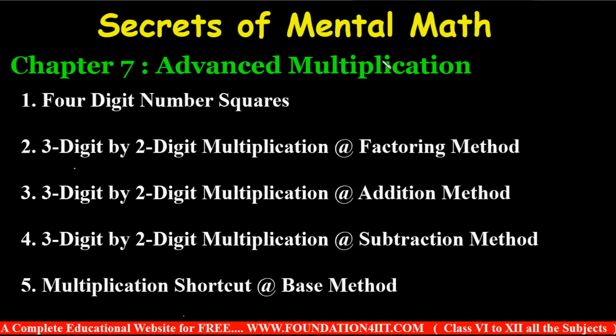So in this series, from this chapter, let us explain everything about advanced multiplication. Previously we have already seen multiplication concepts about 3-digit number squares. Here we will see 4-digit number squares, followed by 3-digit by 2-digit number multiplication, with the factoring method, addition and subtraction. There are three methods. According to your convenience, you can follow one of the methods. The most important thing is the multiplication shortcut trick, that is the base method. These are the concepts I am going to explain in this advanced multiplication.